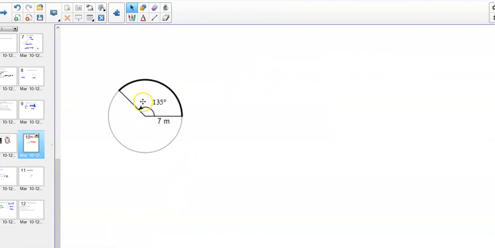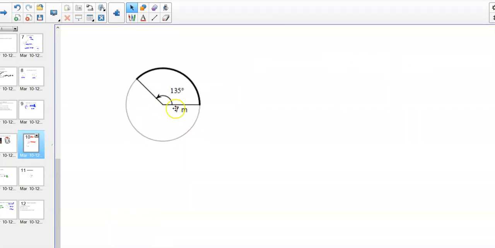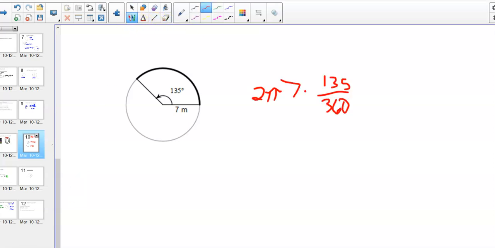Okay, let's do one more of these. So set up your equation, and then press play and see how you did. Okay, so for this one, you should have gotten 2 pi 7 times 135 over 360, and that gives you 16.5 meters.